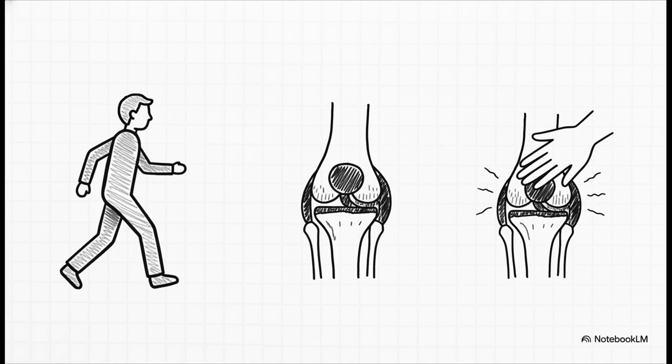After looking, you've got to use your hands. Feel for any localized temperature changes. A hot knee? That's a huge clue for inflammation. And of course, meticulously palpate for joint line tenderness. Trust me, finding that tenderness is often a massive indicator of underlying joint pathology.